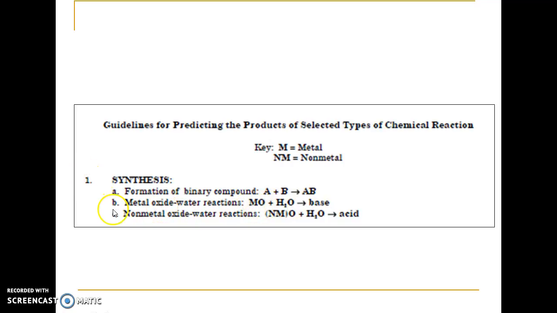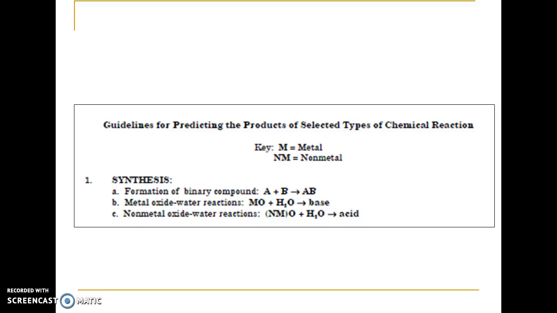A 1C synthesis reaction is a non-metal oxide plus water reaction. Here's the general equation for it. Here we have NM, that's your non-metal, and your oxygen, plus water is going to produce an acid. Remember, with your acids, hydrogen appears in the front of your chemical formula.